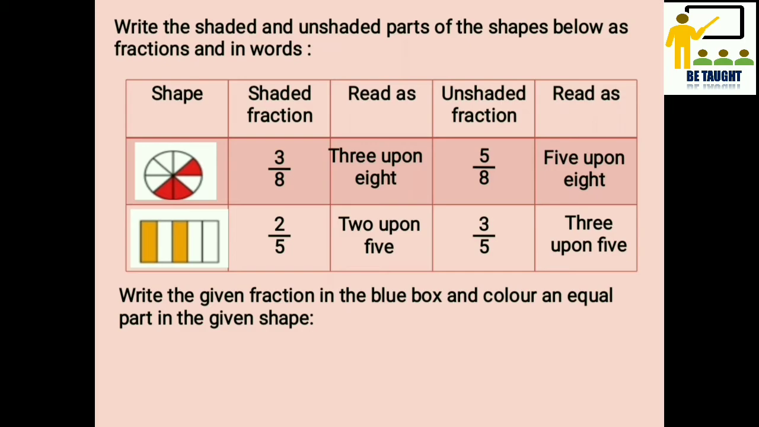Write the given fraction in the blue box and color an equal part in the given shape. 2/3. How will we color it in the box and how will we write the fraction? So we will color. Now 3 boxes are given to us. One rectangle is given and it is divided into 3 parts. So we'll color the 2 parts first, because it is told 2/3, and the fraction will be 2 upon 3.